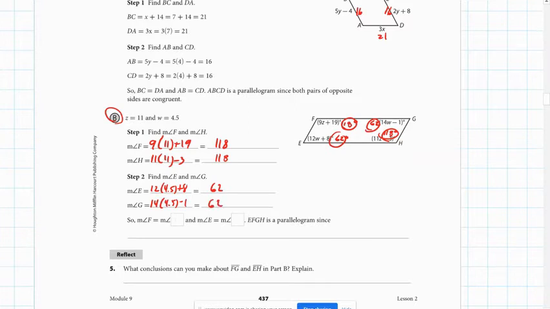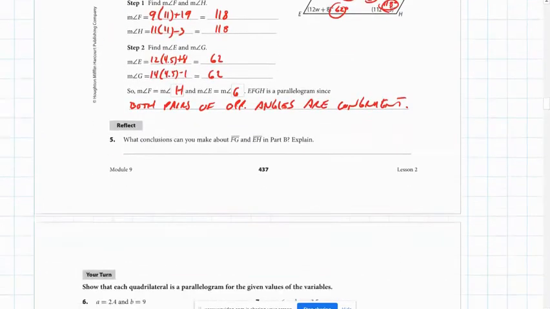So the measure of angle F equals the measure of angle H, and the measure of angle E equals the measure of angle G. EFGH is a parallelogram since both pairs of opposite angles are congruent. Okay.